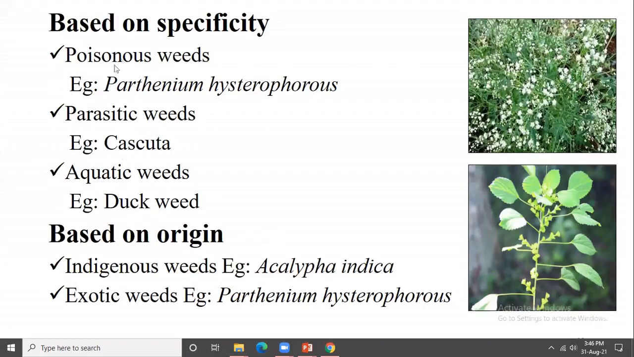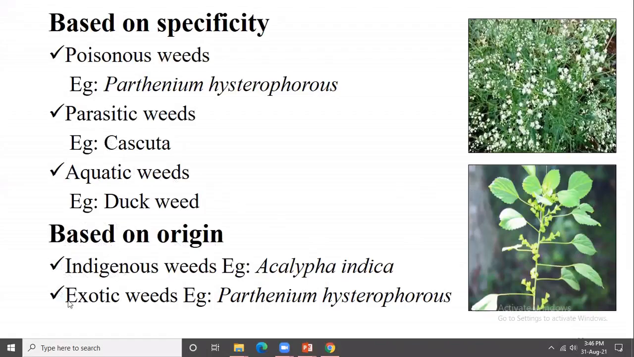You can search, prepare and write in your discussion part what is a parasitic weed, what is a poisonous weed, what is an aquatic weed, and what is the advantage of Cuscuta. Cuscuta has one specific habit compared to other plants. You can search and write what the specific characteristics of Cuscuta and duckweeds are.